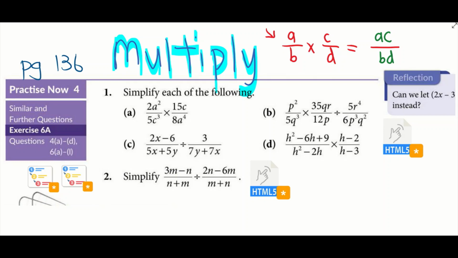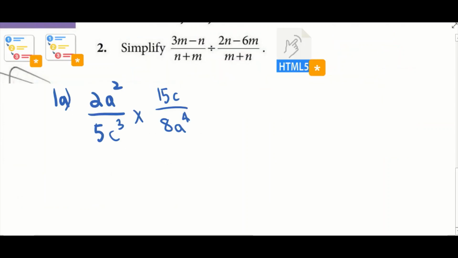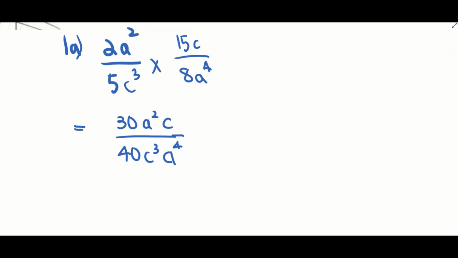Okay, now let's look at 1A together. I'm going to first combine my numerator and numerator, multiply them together. So after this, remember I will simplify it. For example, I look at the numbers first, 30 and 40. Can I divide by a common factor? 10. Okay, divide by 10, become 3. Divide by 10, become 4.